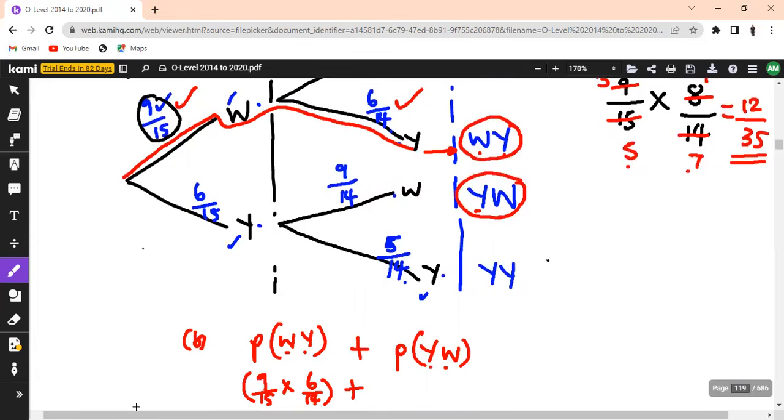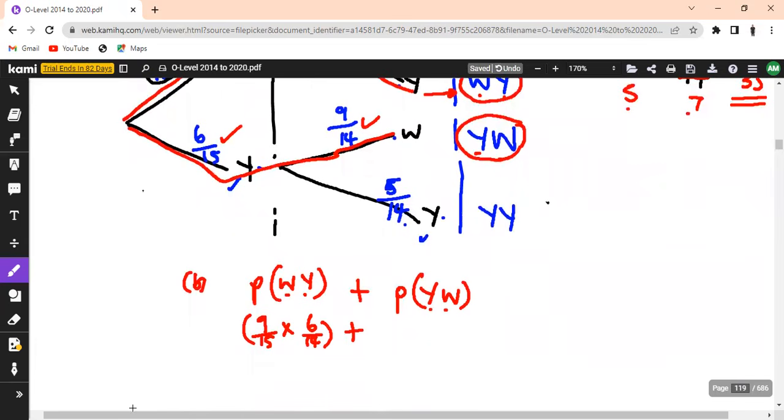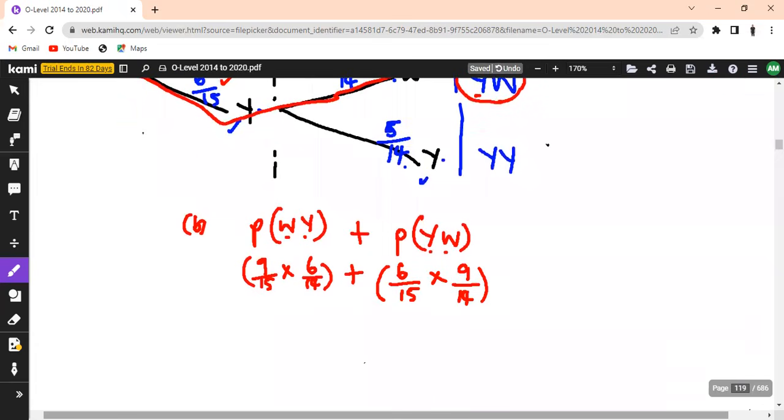So you have to trace this path with the yellow going to white. All right, so this is your yellow, your white. So it's going to be 6/15, first yellow, times the white here, which is 9/14. If you cross-check, you see that these two are the same. So it's simply finding one probability, then you multiply by 2. It's easier like that. Anyway, let us reduce and see what we're going to have.